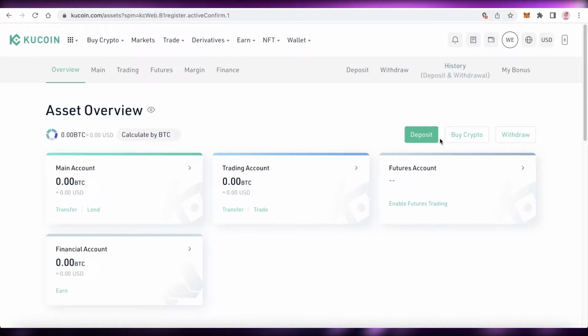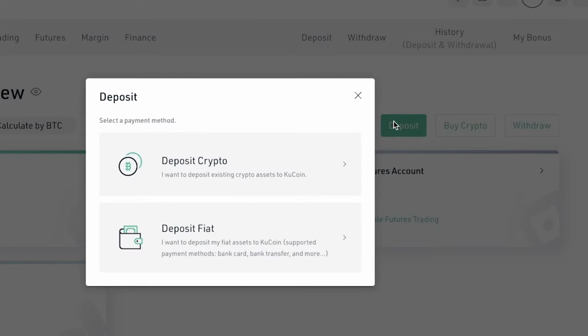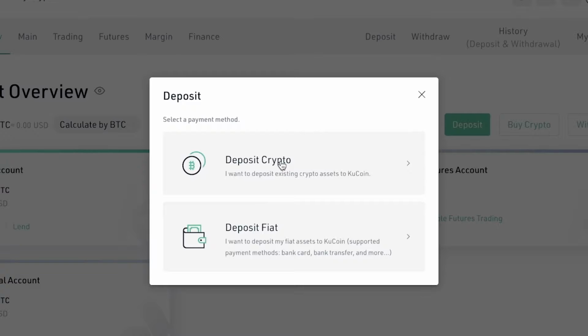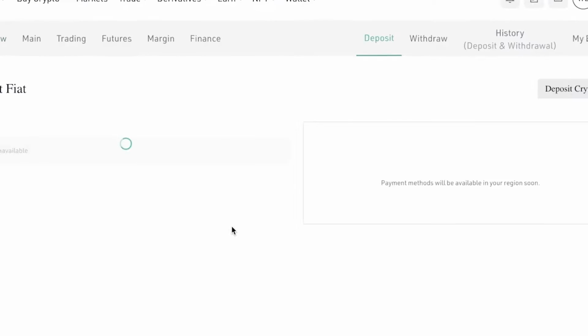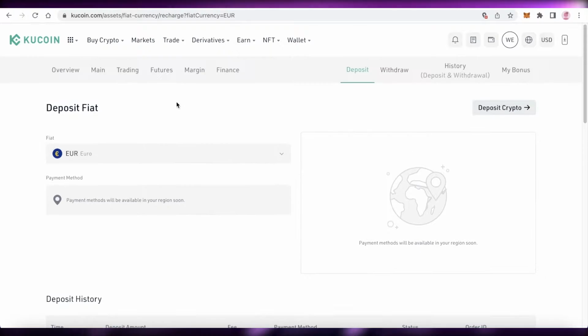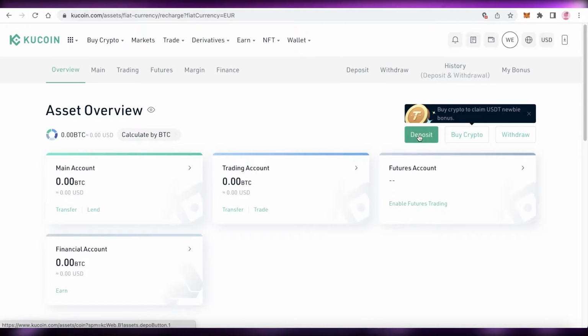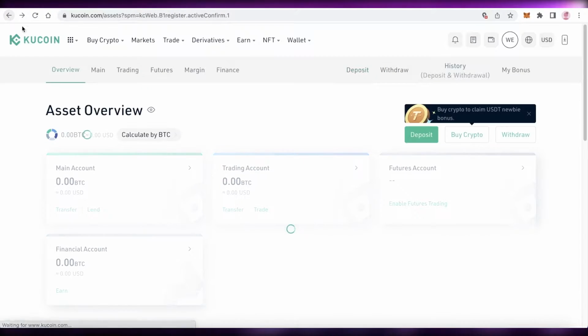So over here, you can click on deposit, and then you're going to click on deposit crypto, or you can click on deposit fiat if you don't have any other cryptocurrency wallet previously and you're just going to buy crypto right now. Then you're going to click on deposit fiat, and then you can use any of their payment methods to get started with your journey, or you can click on deposit crypto if you already have a crypto wallet.